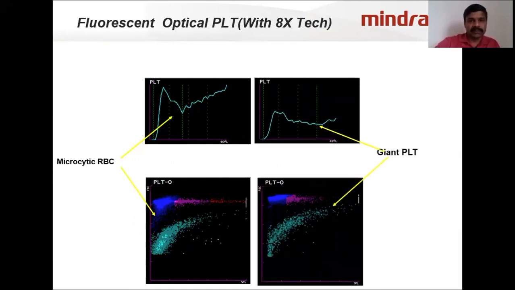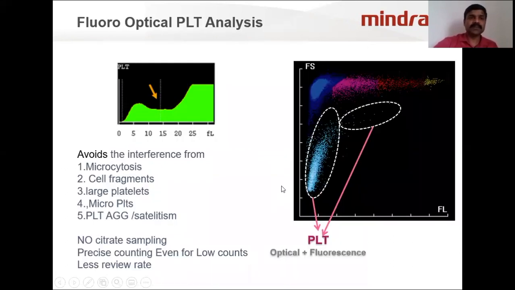You can see how the histogram used to look in the earlier method, where you had interference from some microcytic RBCs or giant platelets, but this has been taken care of and the interference avoided by using the optical platelet method. So what are the benefits of measuring optical platelets? It can avoid interference from microcytosis, from cell fragments, from larger platelets, and from platelet aggregates. How can it be done? By heating in the optical channel.